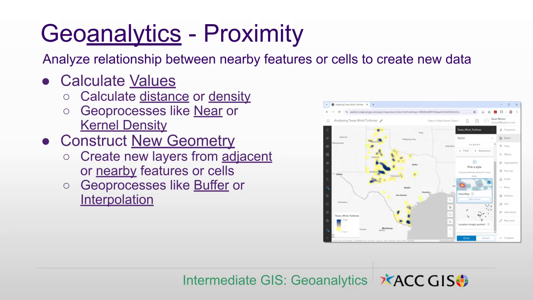For our Texas wind turbines, I've analyzed proximity by calculating the density or creating a heat map of our turbine point locations. And you can see the results of our analysis show, again, that most of the Texas wind turbines are located in the plains area, but also north in the Panhandle and south along the Texas Gulf Coast.